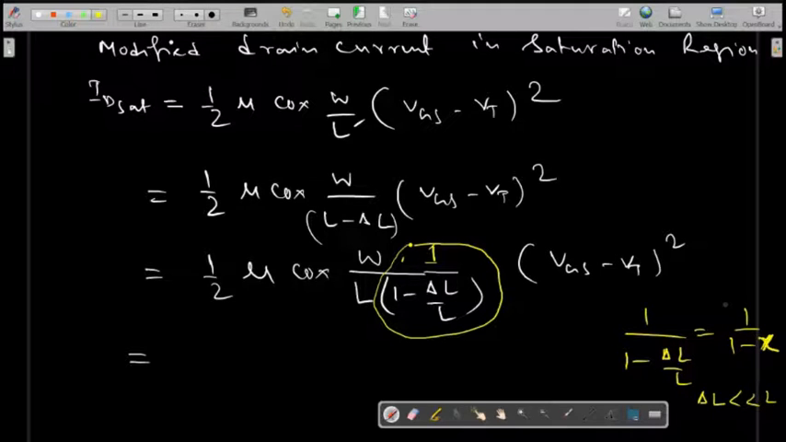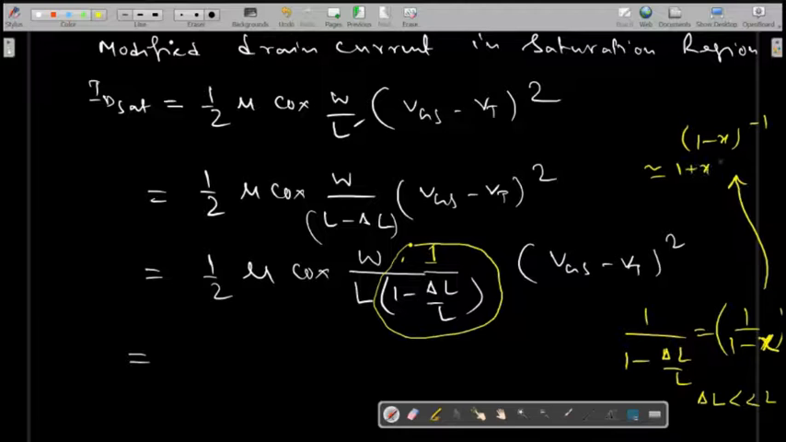Okay, so if you expand this 1 by 1 minus X, that means 1 minus X to the power minus 1, in infinite series it will be equal to 1 plus X and so on. You can check it in a mathematics book. So 1 by 1 minus X can be approximated as 1 plus X, provided that the value of X is very small. That is, delta L by L is very small, and that is true in our case, because delta L is very small compared to L.